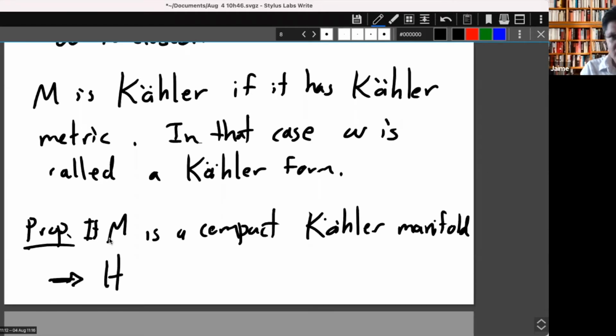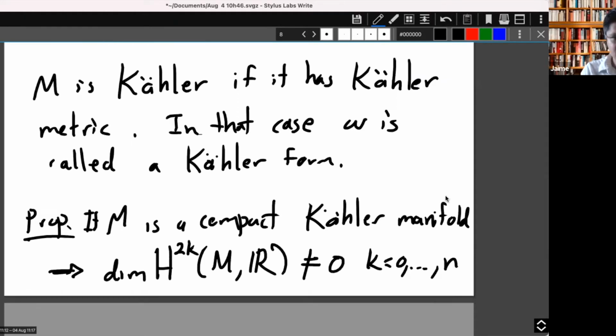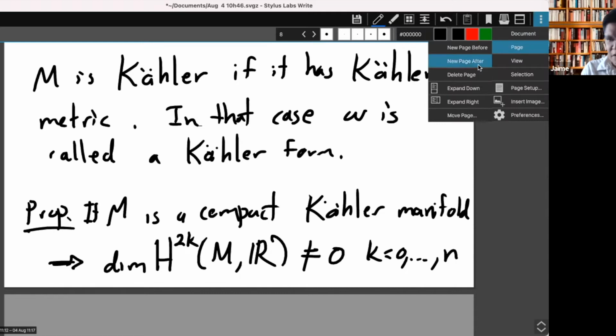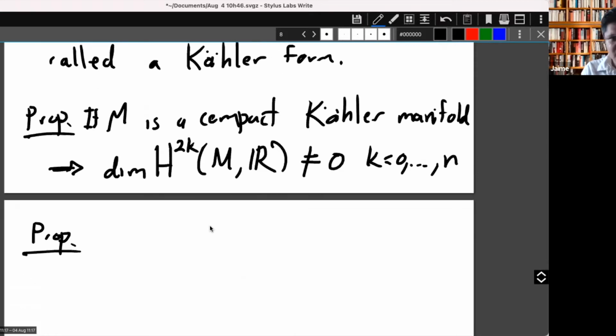if you take all these groups, then they are not empty. Then the dimension of this group is not 0 when k goes from 0 to the dimension n, right? So this is a very interesting fact: by imposing the Kähler condition, you can say a lot of things about the cohomology groups of the compact manifold. Okay, so I'm going to use this later when I define the fundamental class of a manifold.